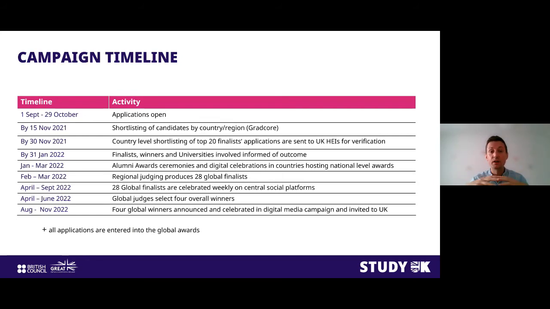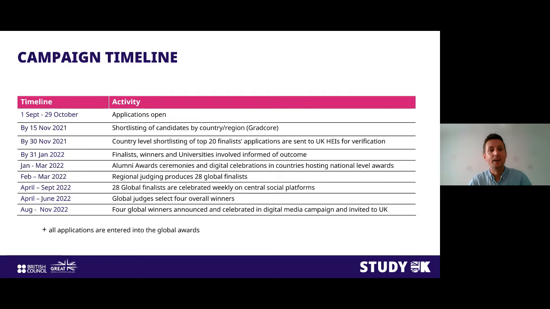Then we move into more of the global aspect of the process. So between February and March 2022, the regional judges will judge and mark and identify the 28 global finalists, so the 28 best applications globally. Then once we know that, between April and September 2022, we share one of those stories every week. So you may have seen we're currently sort of coming to the end of that process now. So you may have seen it from the last campaign. So that's what we'll do between April and September 2022.